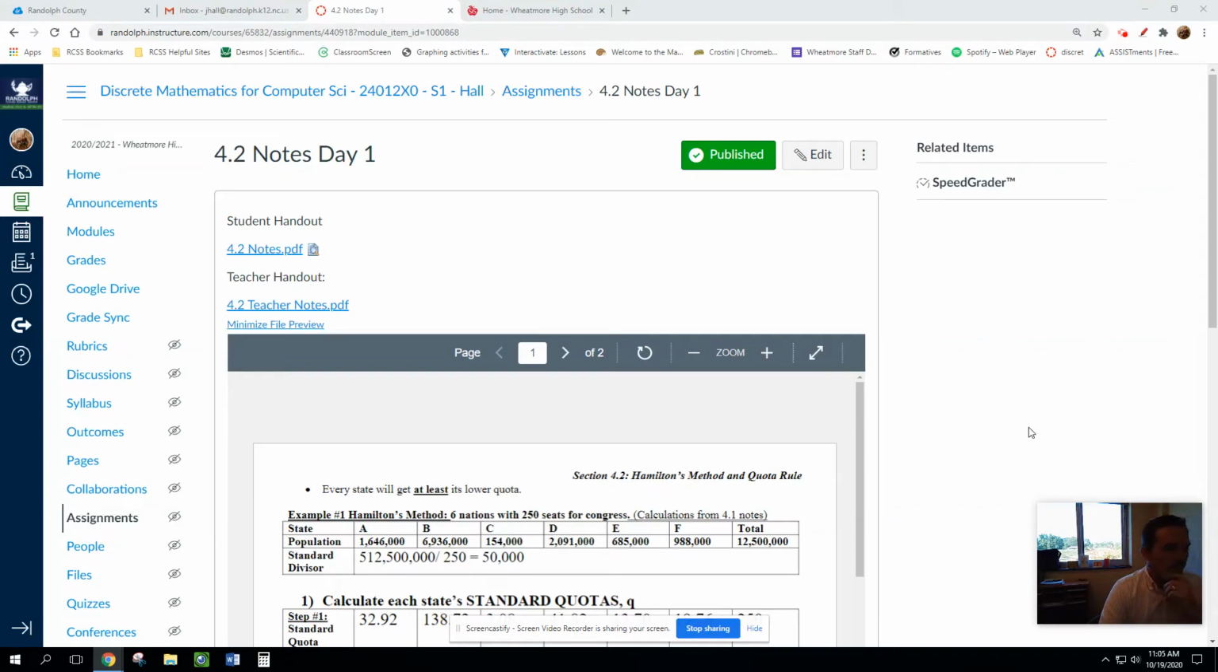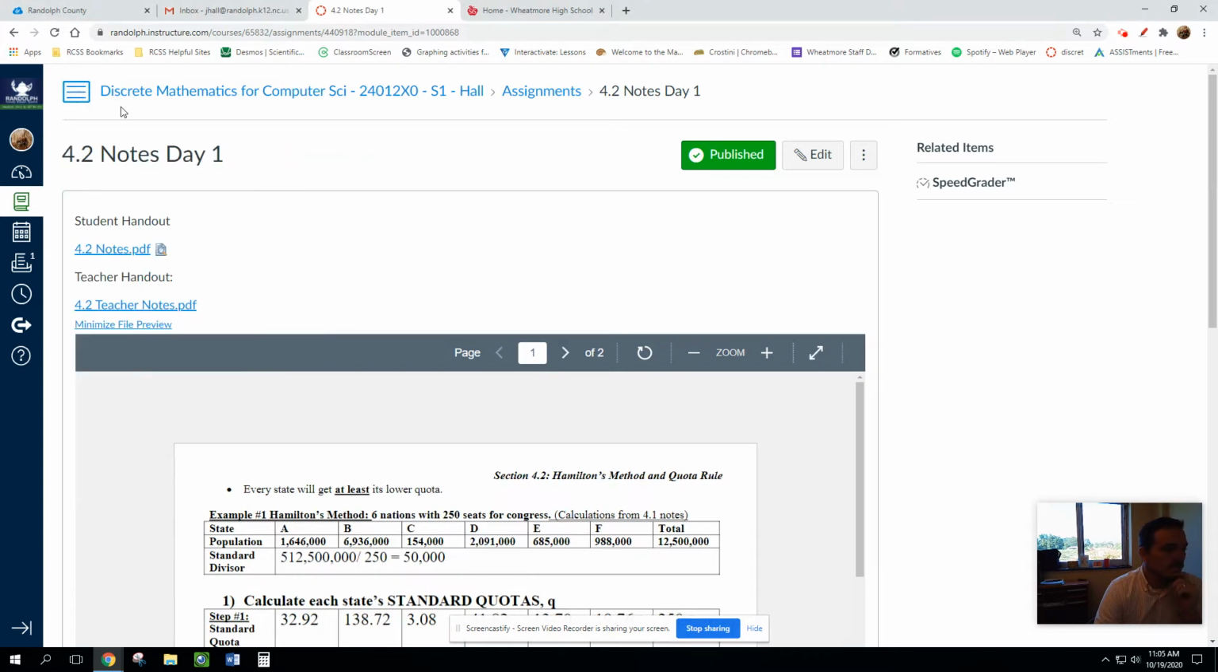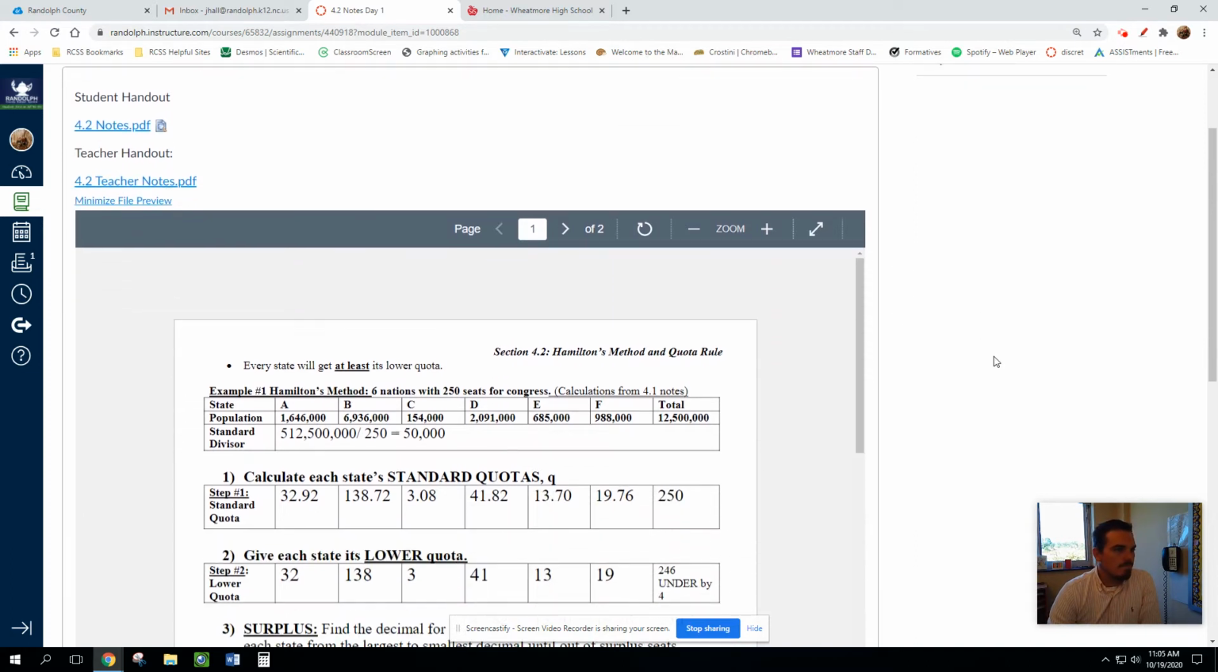Okay, so today we are working on 4.2 Notes Day 1. I'd like for you to make sure that you're copying down the notes for our new method called the Hamilton method. This is where you'll upload it.